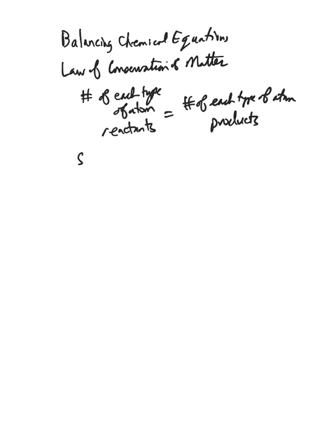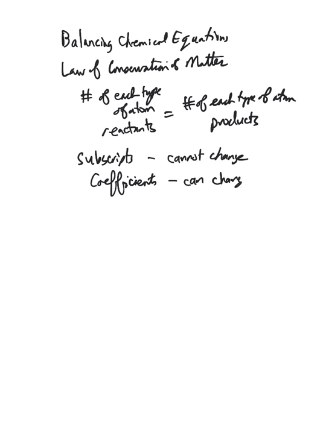We're going to have subscripts and coefficients. We cannot change subscripts because now we're changing the identity of the compounds. We can change and must change the coefficients in order to make atoms balance. And so let's look at this reaction.